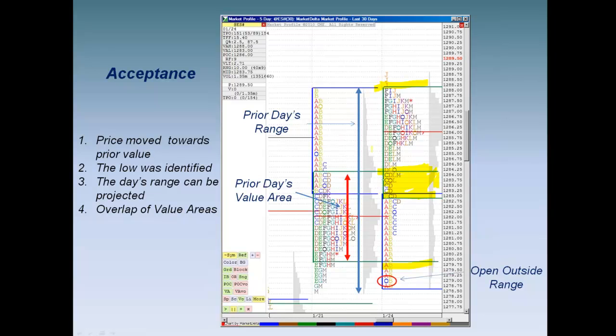If you follow this step-by-step sort of analytical process and you get accustomed to it, you will become a very, very proficient trader.